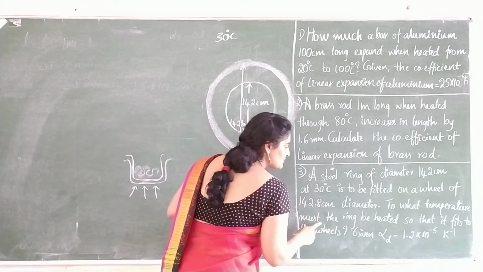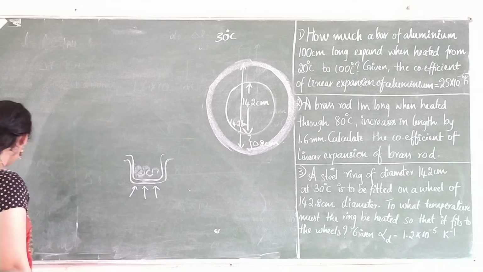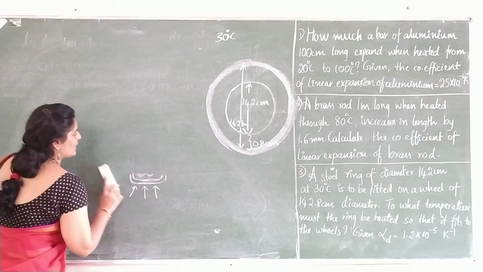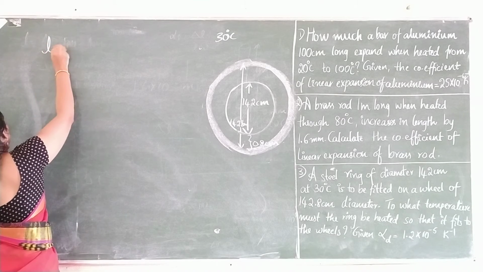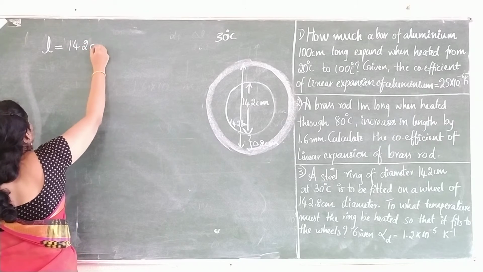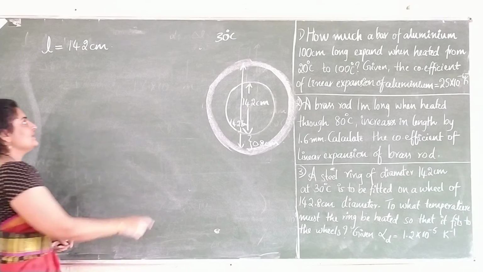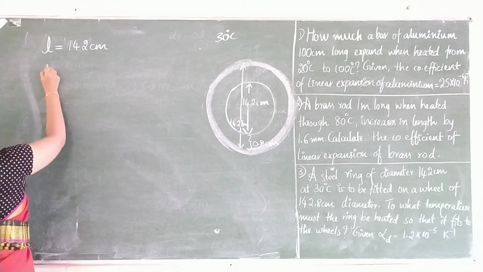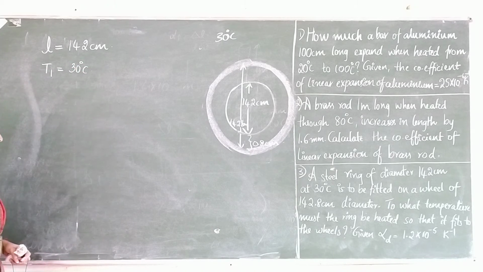To what temperature must the ring be heated so that it fits to the wheel? So, this is the problem. Now, let us list out the values which are given in the problem. Steel ring of diameter 142 centimeter. Diameter is nothing but a length, so I will write it as L only. L is equal to 142 centimeter, which is maintained at a temperature of 30 degree Celsius. That is the initial temperature. I will write it as T1, 30 degree Celsius.